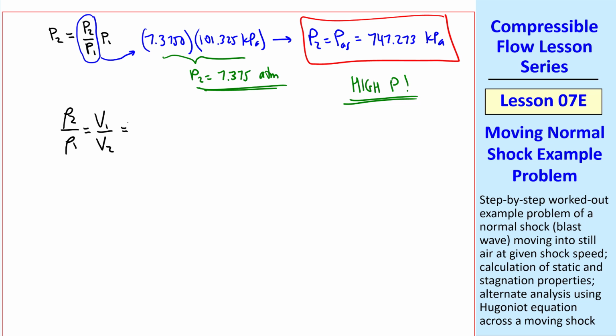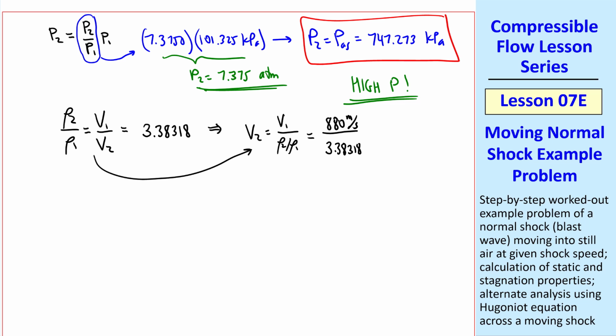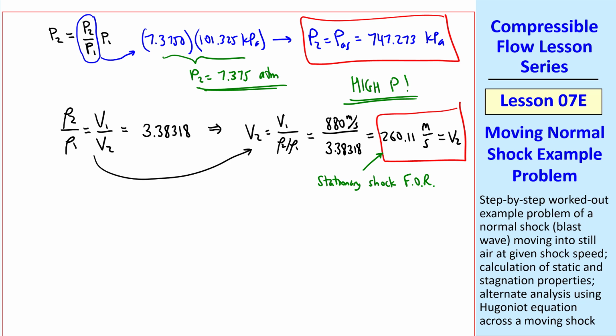For the density ratio, which is also the inverse of the speed ratio by conservation of mass, we plug into our shock equations and get 3.38318. So V2 is V1 over rho 2 over rho 1, by solving this equation for V2 and plugging in the numbers. We get that V2 is 260.11 meters per second. Keep in mind that this is the stationary shock frame of reference.